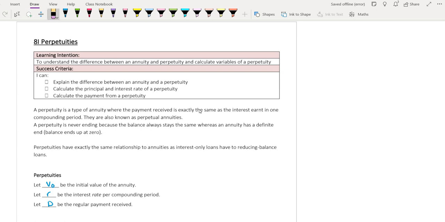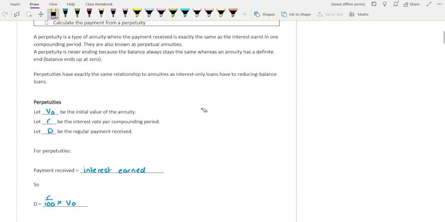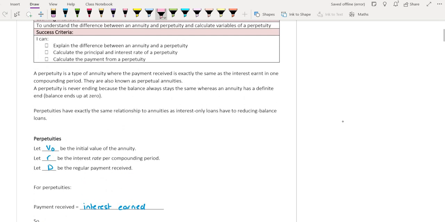Alright, in this lesson we're looking at perpetuities. Perpetuities are just like an interest-only loan, but this time, rather than paying off the money, we're getting payments, usually from the bank. But the difference here is we're getting payments that are exactly the same as the interest earned on our investment.